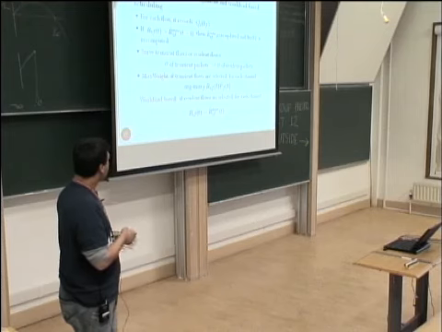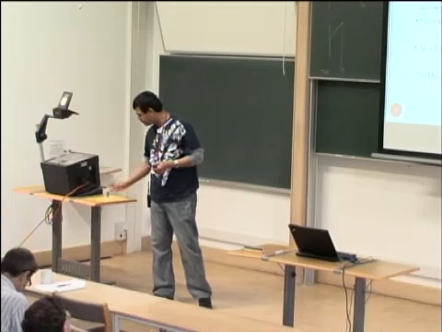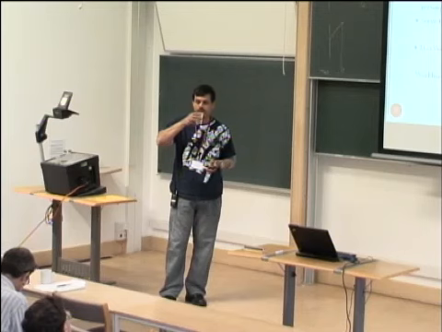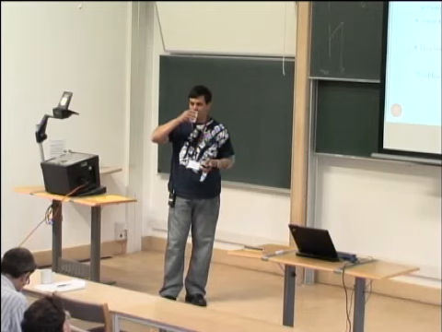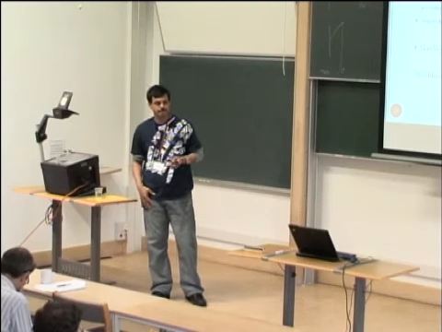If the transient flows are selected for each channel, you use the max wait algorithm. Just simply amongst the flows that are still injecting packets into the network, do the max wait algorithm. And for the other flows, do the workload based algorithm, and then to decide which one of these flows you are going to transmit, you look at the total number of packets waiting for each flow type. Is this clear? Is the algorithm clear?